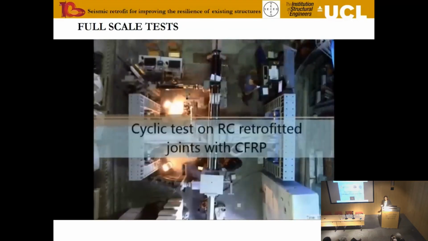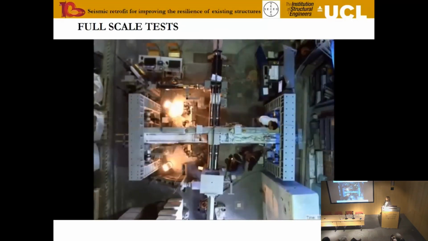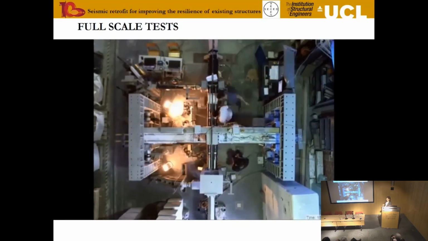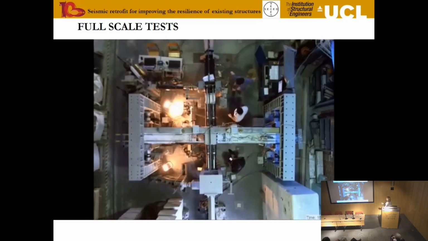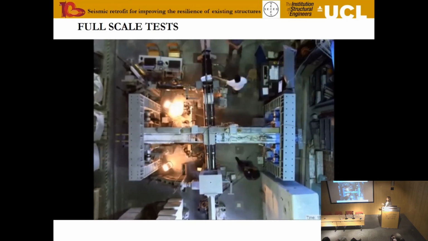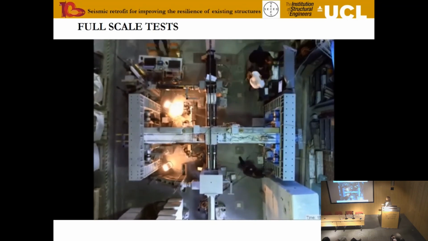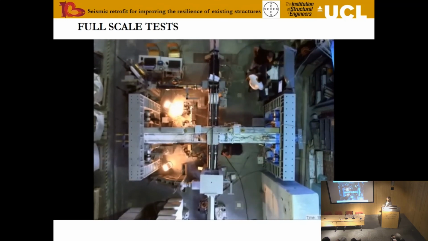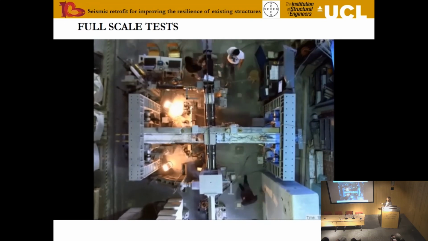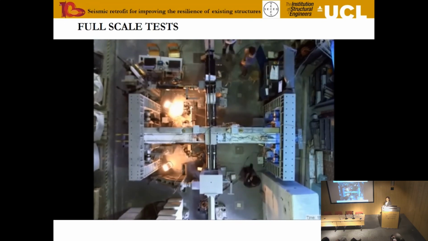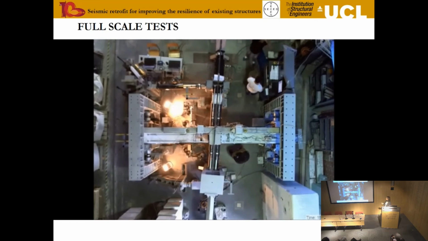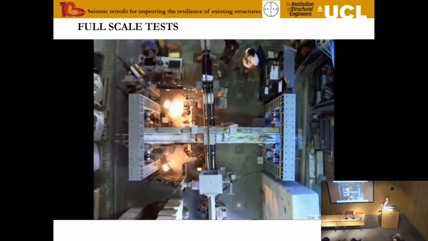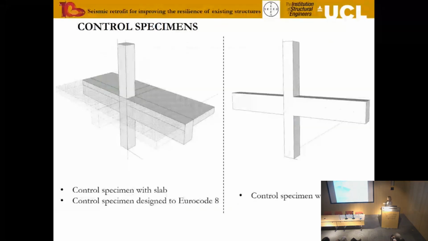This is just a mashup of videos from the actual test. This is an image taken from above. What you can see is the strengthened columns. In this case, you will see what we call strengthening scheme A, working in conjunction, the actuator pushing there, and the beams able to move quite freely in the horizontal direction. Also the fact that we had a hell of a lot of monitoring equipment on there and lots of people helping us to do the experiments.